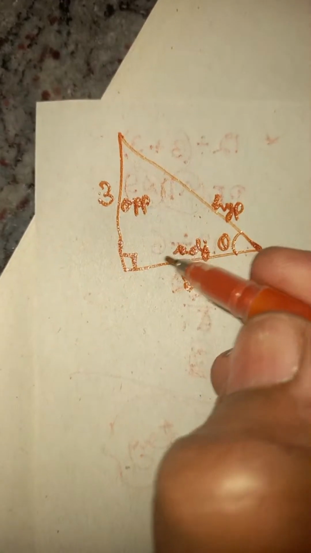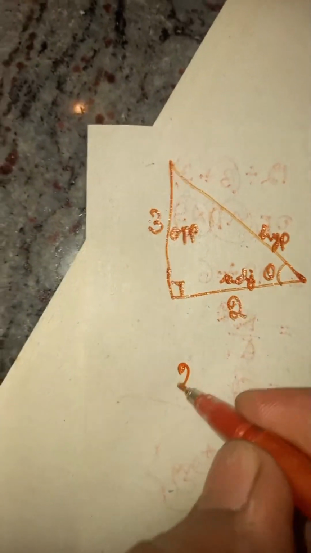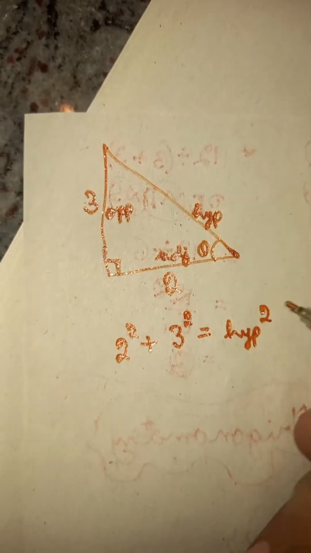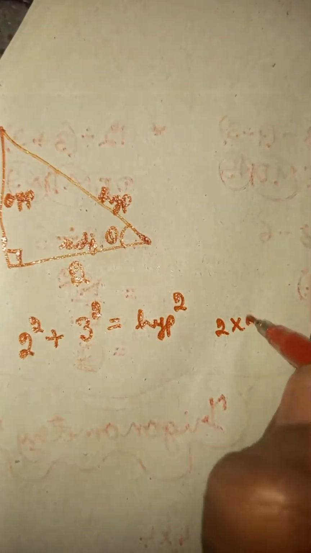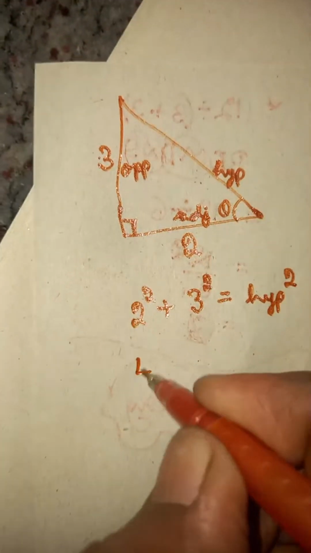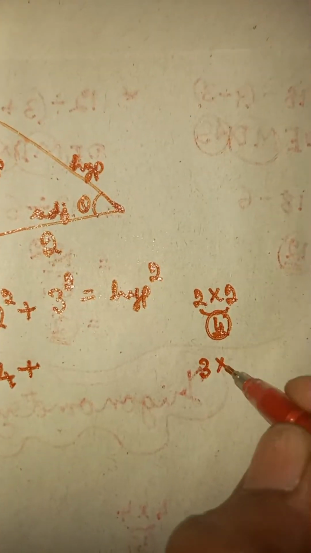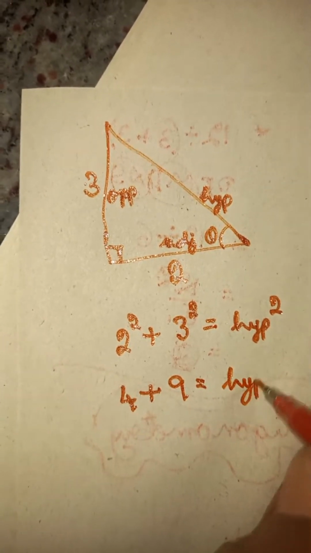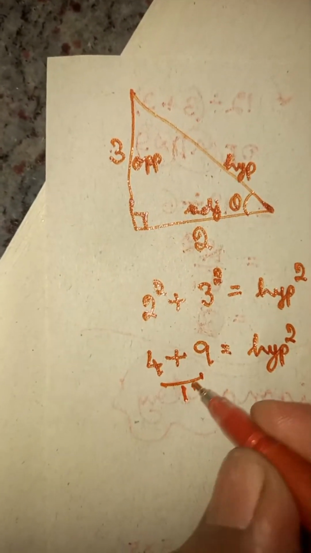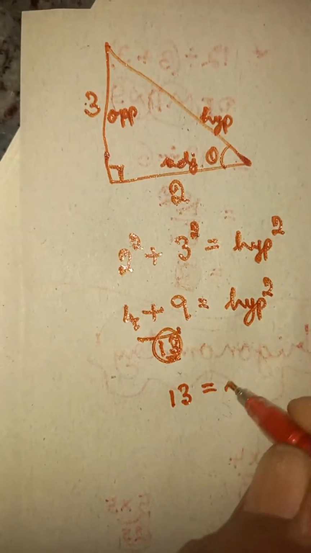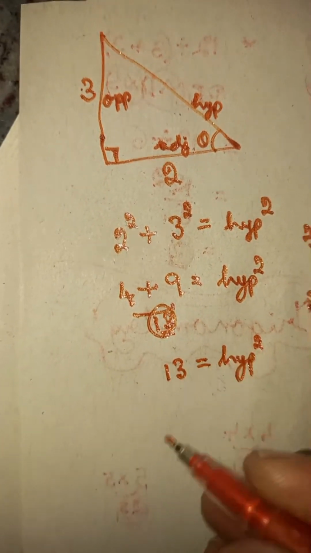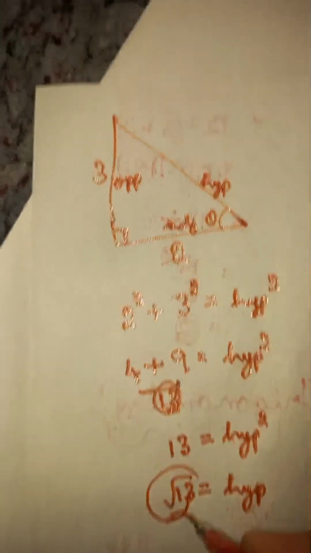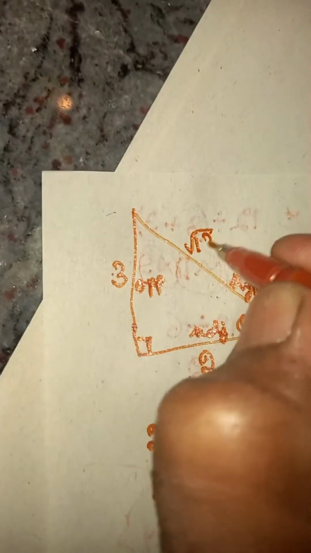You can do it using this side length and this side length: 2 square plus 3 square equals hypotenuse square. 2 square means 2 times 2, which is 4, and 3 square means 3 times 3, which is 9. 4 plus 9 is 13, so 13 equals hypotenuse square. Moving the square across, root 13 equals hypotenuse. So this value is root of 13.